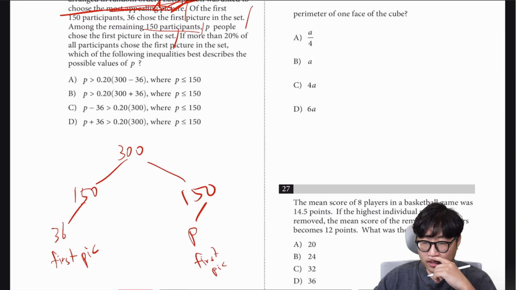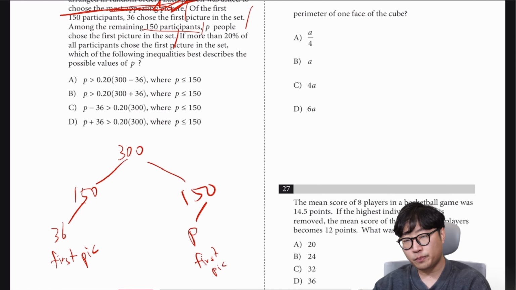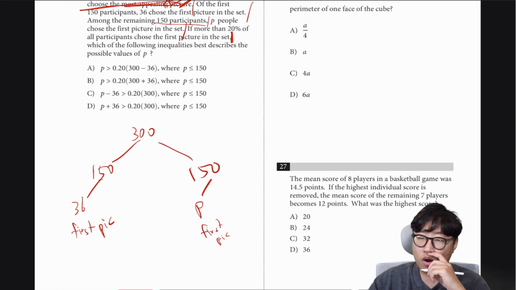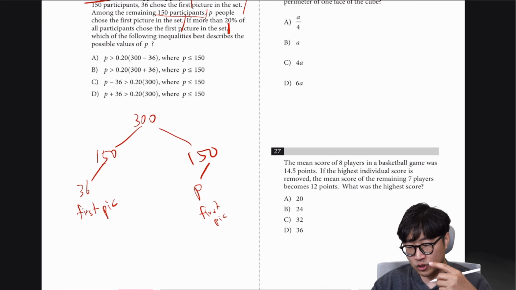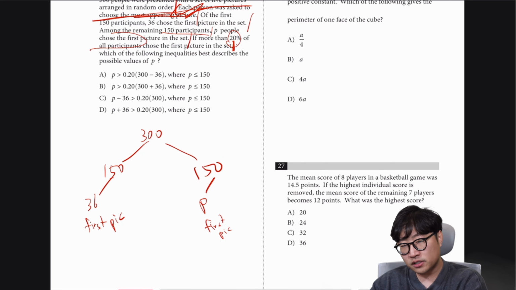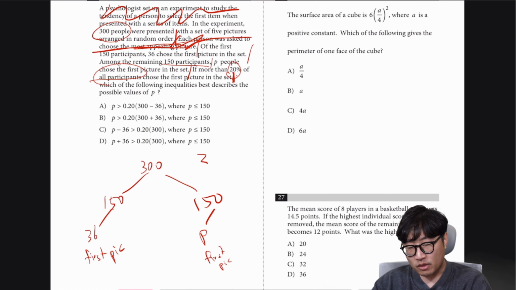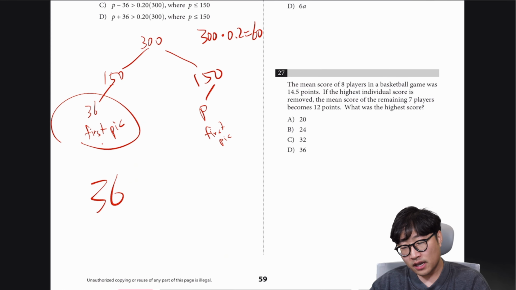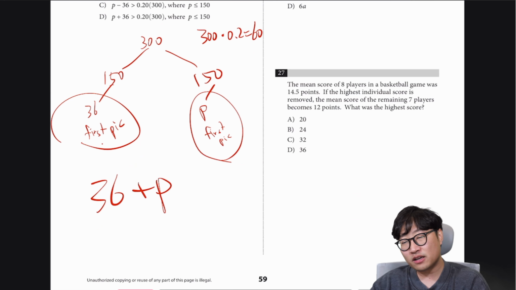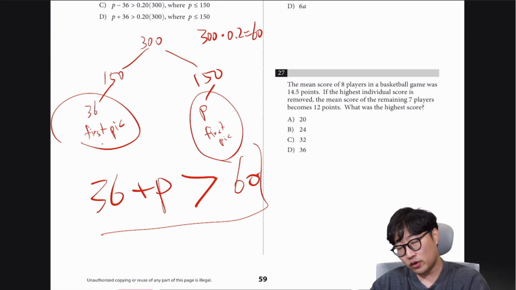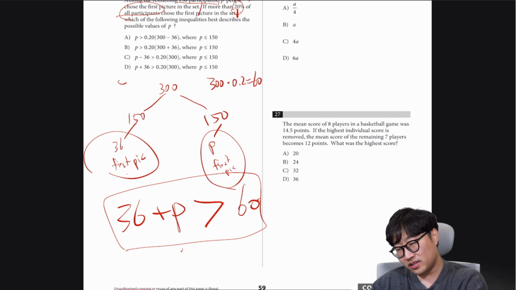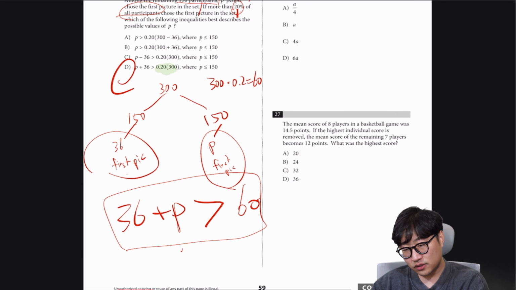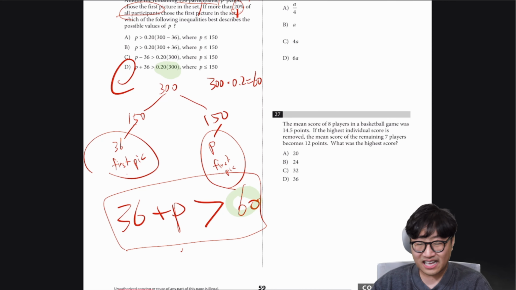And then if more than 20% of all participants chose the first pick in the set, stop. Wait, so if more than 20% of all participants chose the first pick, just take 20% of all participants. All participants was 300 people. So 300 people times 0.2, that's 60. So more than 60 people, meaning the 36 first pick people here and the P first pick people here, together better be greater than 60, is basically what you should be looking at. So if you look at the answer choices, only these got that. They were generous enough to not make you do that 0.2 times 300, which is not that bad, but yeah, they just kept that as is.